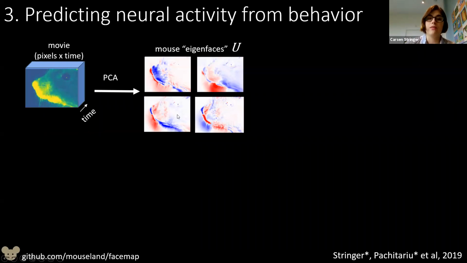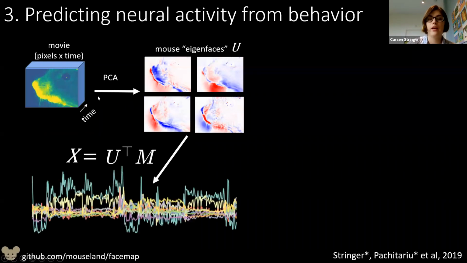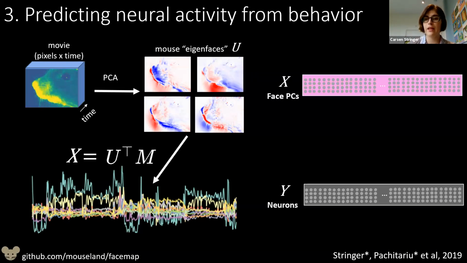And then we take these eigenfaces and we project them onto the movie, and this will give us these traces X in time, which correspond to the different ways that the mouse moves its face in time. And then we can take these predictions in time and predict the neural activity. And that gives us this prediction problem now from face PCs to neurons.